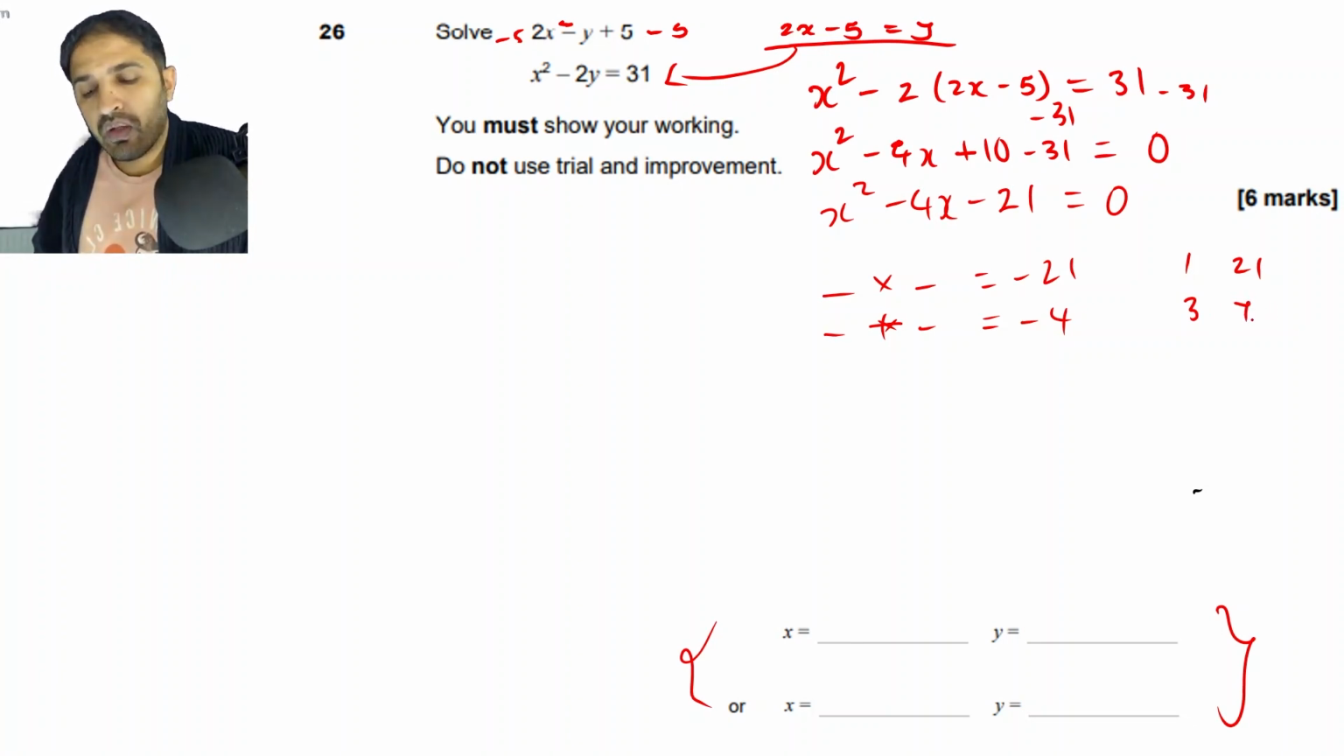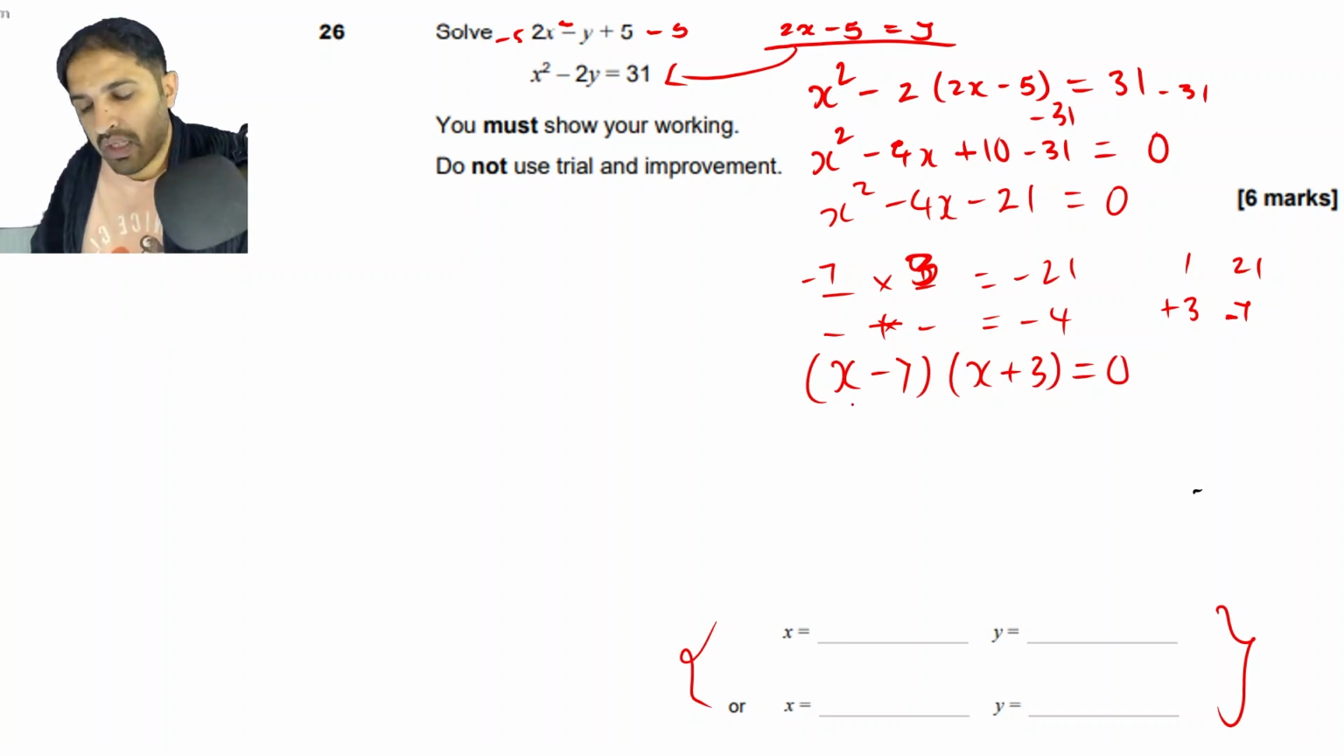So we need to get the negative 4. So 7 has to be negative: minus 7, add 3. When you multiply it, that still gives you negative 21, and minus 7 add 3 gives you negative 4. So those are the two brackets we get: x take away 7, multiplied by x add 3, should be equal to 0. So we can get x minus 7 equal to 0 or x plus 3 equal to 0. That means x is equal to 7, or x is equal to negative 3.